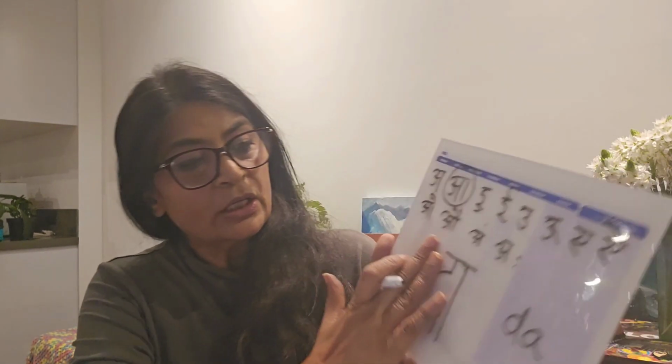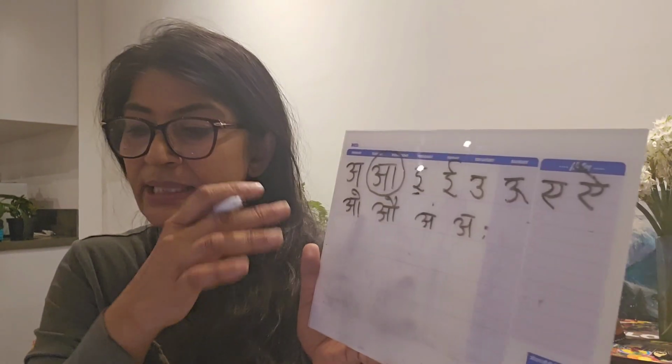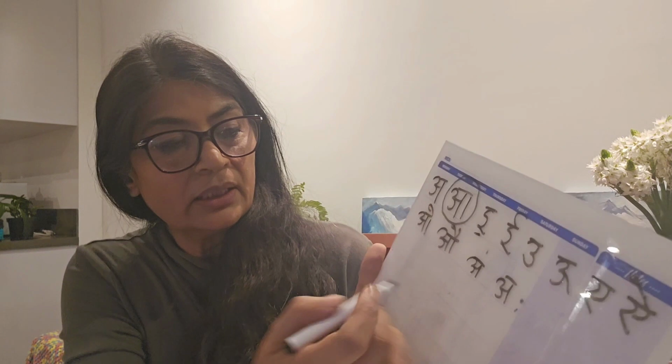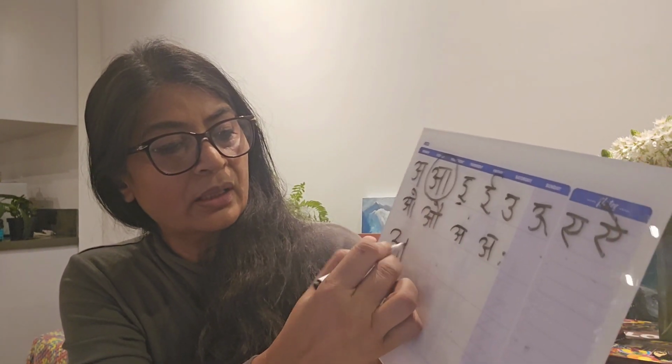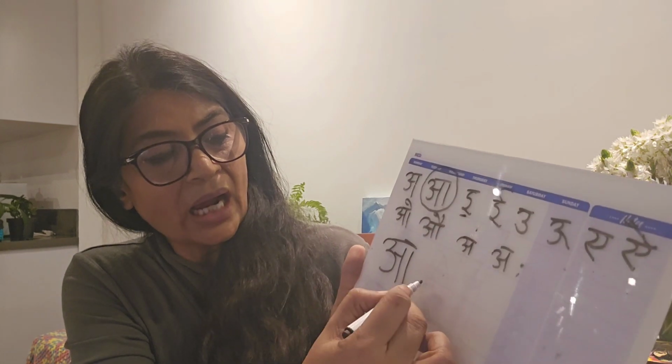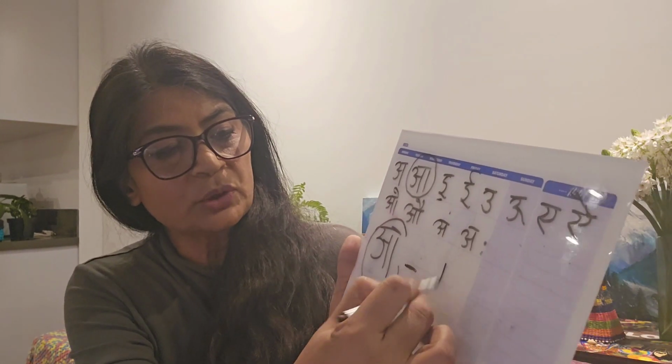So now we know that if we want to say A, we have to put a line. So when we want to say A, we don't have to write the whole A. We just put a line.